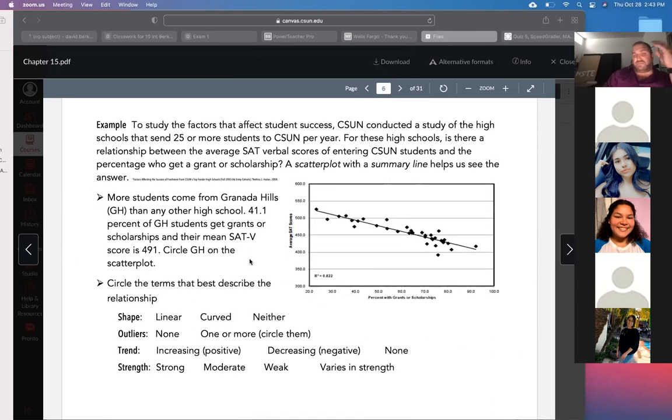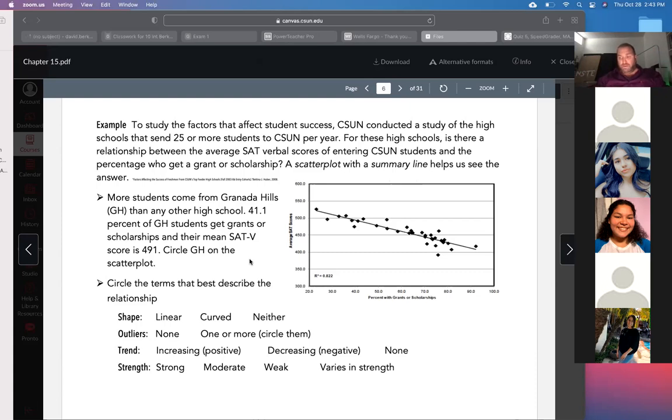To study the factors that affect student success, CSUN conducted a study of the high schools that send 25 or more students to CSUN per year. For these high schools, is there a relationship between the average SAT verbal scores of entering CSUN students and the percentage who get a grant or scholarship? So here we have a plot. And they actually were very nice. They drew a line through it that they claim is the summary line or the best line for the data. Would you say that this relationship is linear?